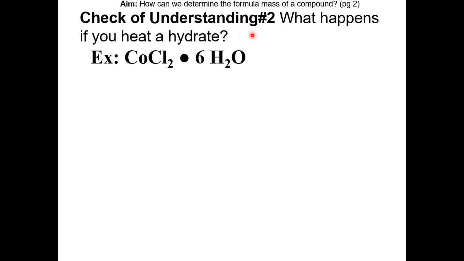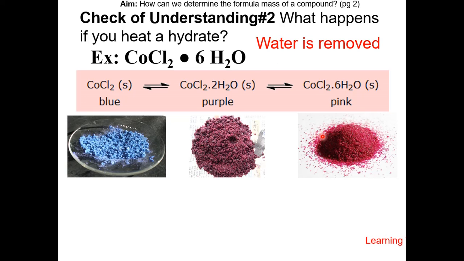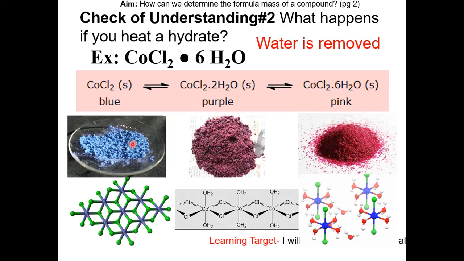Check of understanding number 2. What happens if we heat a hydrate? In this example, we have cobalt 2 chloride hexahydrate. If you heat any hydrate, water is removed. The water will evaporate from the hydrate. Here we have different examples of hydrates of cobalt 2 chloride. Notice when water is removed, the color changes for the substance. If we look at the crystal structure, you see that the structure is different. So each hydrate of cobalt 2 chloride is a different substance.